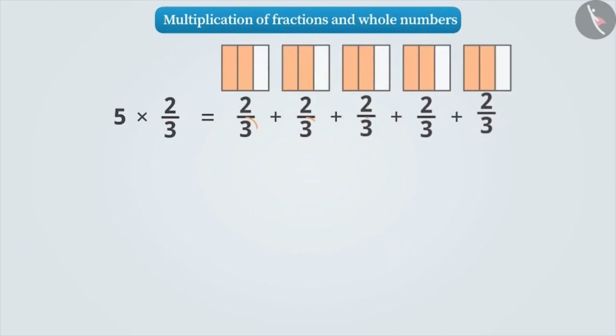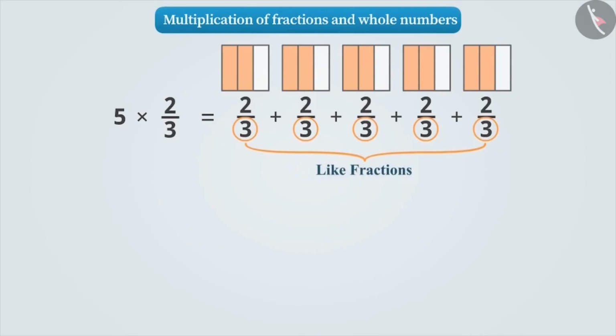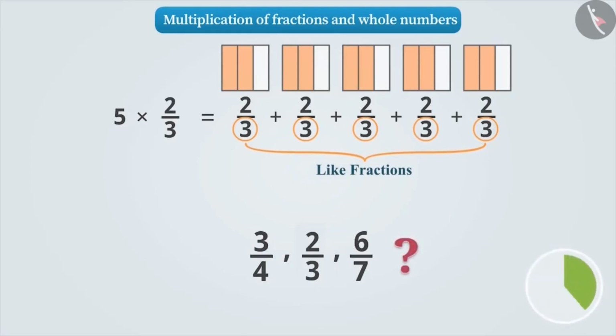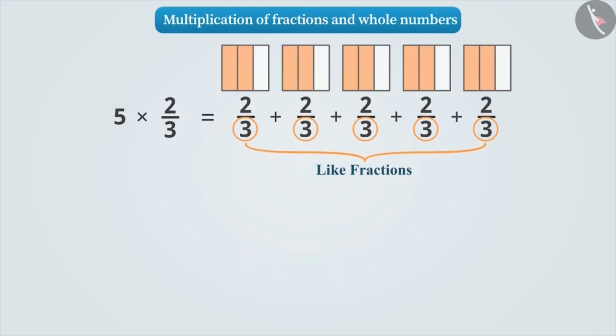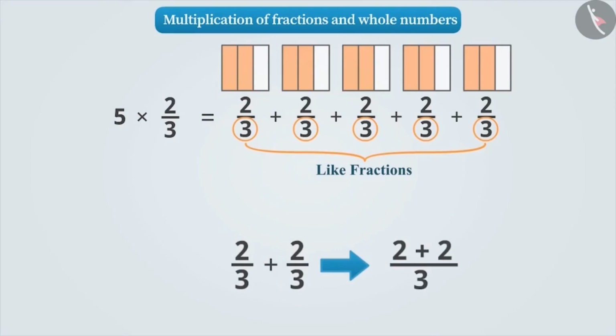Now what do we observe here? The denominators of all the fractions are equal. Fractions that have the same denominator are called like fractions. What do you call fractions that do not have the same denominator, such as 3/4, 2/3, 6/7, etc.? You're right. Such fractions are called unlike fractions. Here, we're adding like fractions.